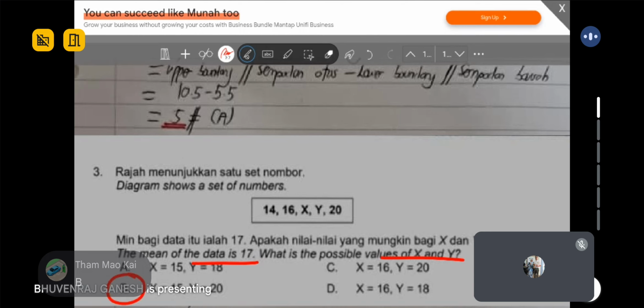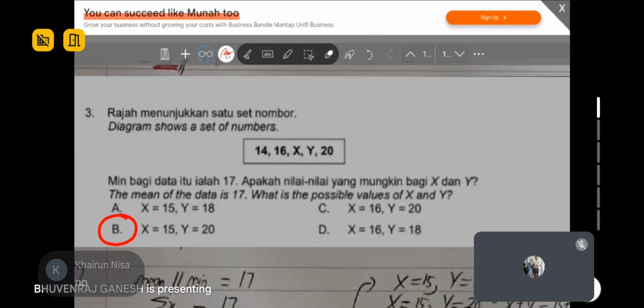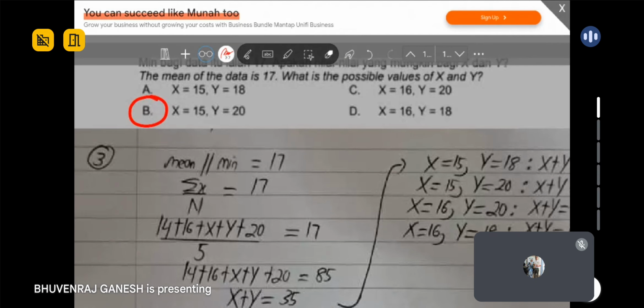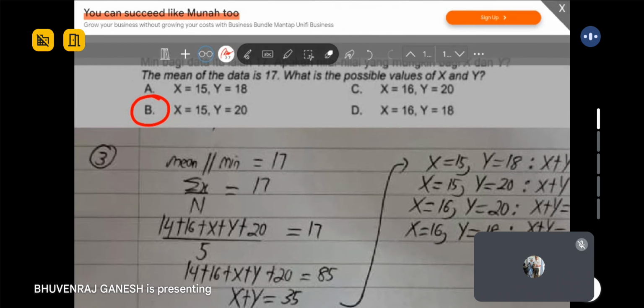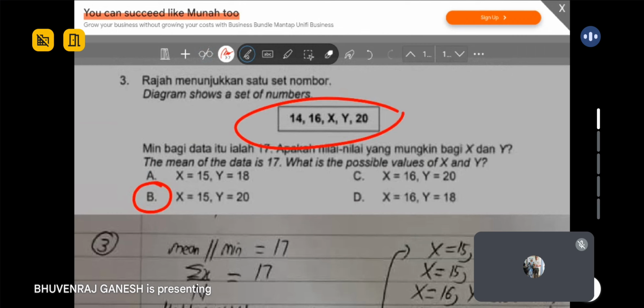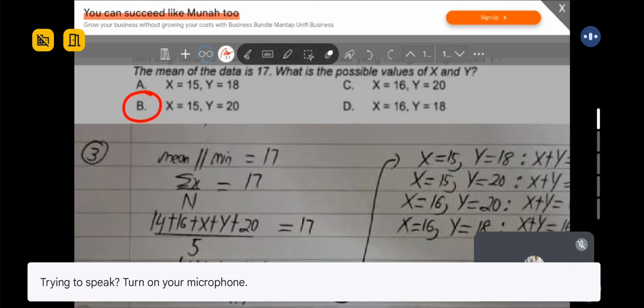Okay, guys, so do you know how you get D? Okay, so this one I explain. Since ada orang dapat salah, so saya explain. Okay, so guys, they already give you the information, the mean is 17. Am I right? Mean set data adalah 17. Okay, so how to find mean, guys? You must plus all the numbers, divide by total number. Correct? Tambah semua bahagi 5.